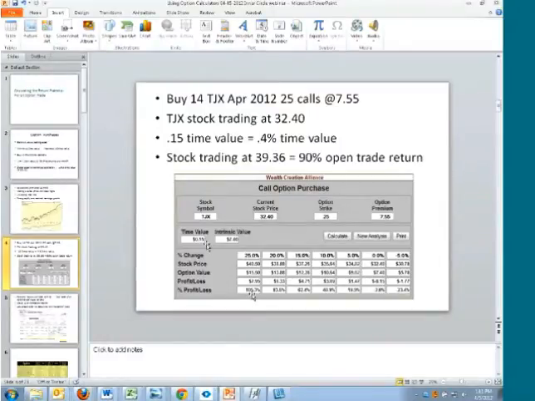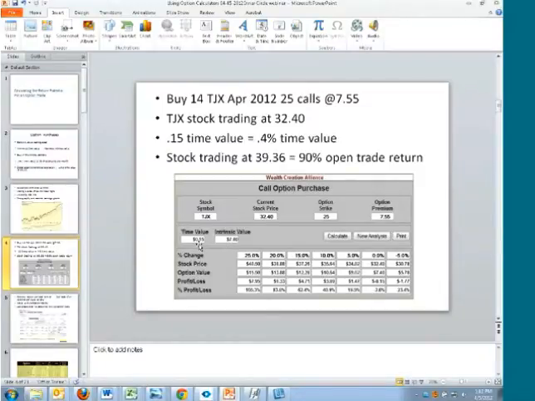And it'll also calculate the time value and the intrinsic value of this option at the time of purchase. So at the time of purchase, this option only had 15 cents of time value, and it had $7.40 of intrinsic value. So you can see it's almost all intrinsic value. So we're not going to have a lot of time decay with this option purchase.